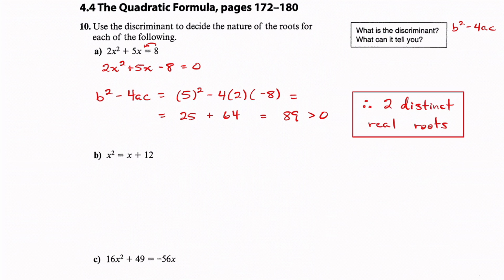Okay, so for that one we got two distinct real roots. Remember, if your discriminant ever equals 0, that meant you were going to get one real root. And if your discriminant ever was negative, that meant you were going to get no real roots. So you got no solutions.